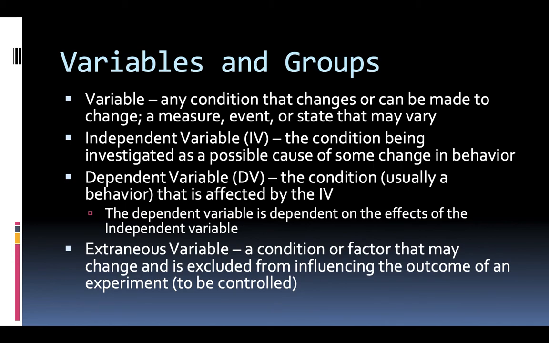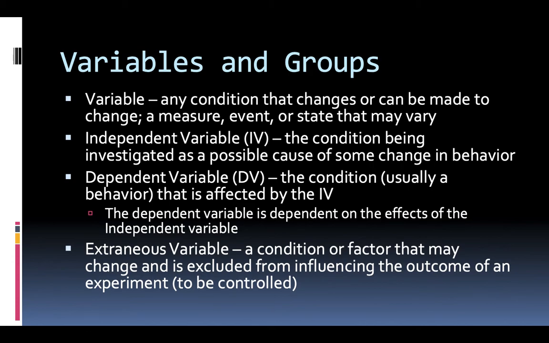An independent variable is a condition that's being investigated as the possible cause of some change in the behavior. So we think that maybe manipulating the ingredients of the cookie will change the cookie. So we're going to be manipulating that. So that's our independent variable.